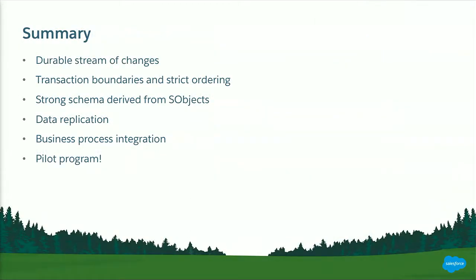Let me summarize real quick what we covered today. CDC offers you a durable stream of changes coming out of Salesforce. The stream of changes includes only deltas, not the entire records. But it also gives you transaction boundaries and very strict ordering of the transactions as they're applied to the Salesforce database. The stream is expressed in strong schema that is derived from the sObject. Change events are sObjects themselves. On the stream, we also offer you an Apache Avro schema, so you can see how the schema of the event evolves over time, and you can handle resolution between different versions of the schema.